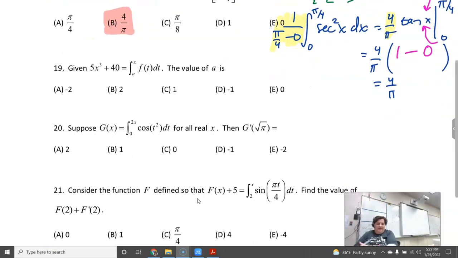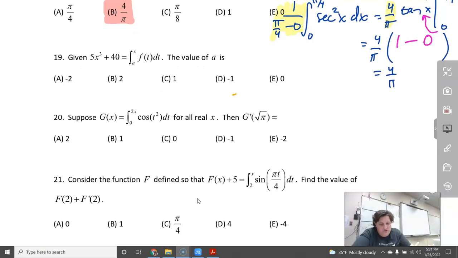Okay. 19. This one is a little interesting. So you guys, when I see this, it definitely makes me think of the second fundamental theorem. It's just that there's no derivative in front of the integral. I'm going to go ahead and do that, because that'll help me a little bit here. I'm going to take the derivative of this, but if I take the derivative of that side, I should probably take the derivative of this side as well.